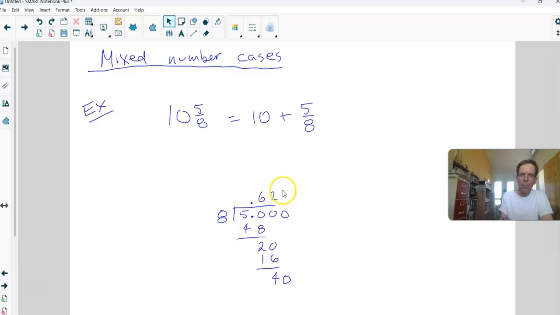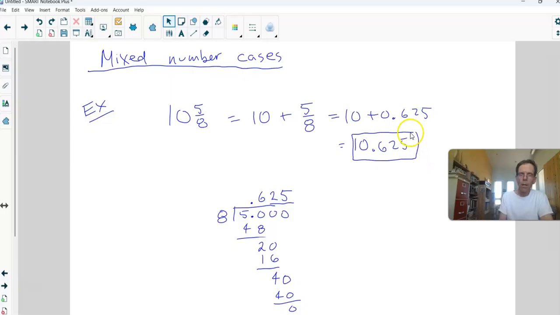8 goes into 45 times. Multiply and we get 40. And then finally we get a 0 remainder. So it's going to be zeros everywhere else. So what we have here is 10 plus 0.625, and we add that and we get 10.625. So that's the decimal representation. A calculator will do these things easily, but it's nice to know what's going on inside that calculator.